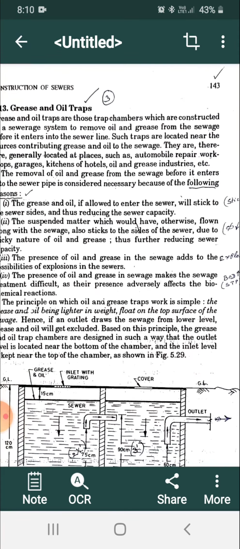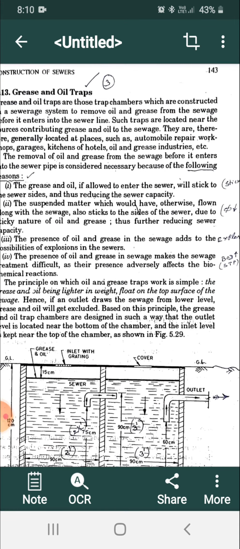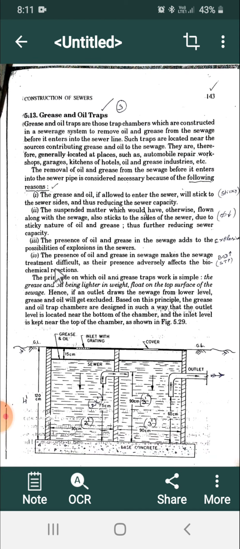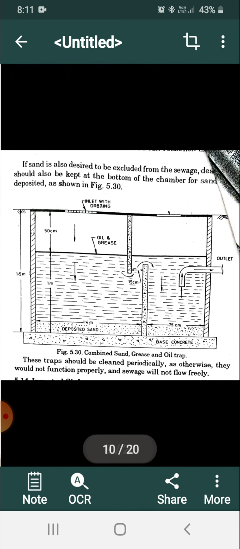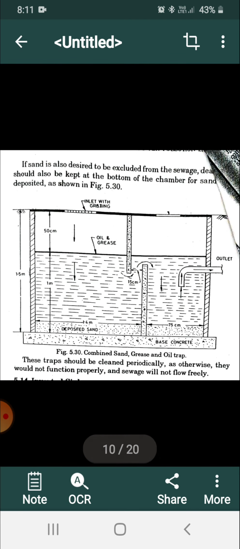And one more thing, the fourth one: the presence of oil and grease in the sewage makes the sewage treatment difficult. I already told you that it will create a problem in the sewage treatment plant. That is why it will affect the biological reaction. These are the main reasons, okay. We have to reduce the content of oil and grease substances before reaching the sewage treatment plant. Okay, this is nothing but what you call the oil and grease trap.